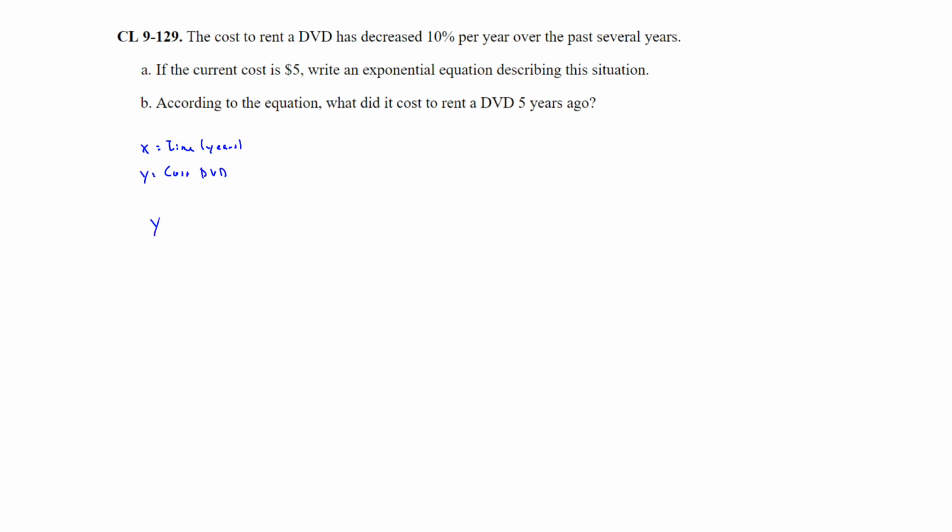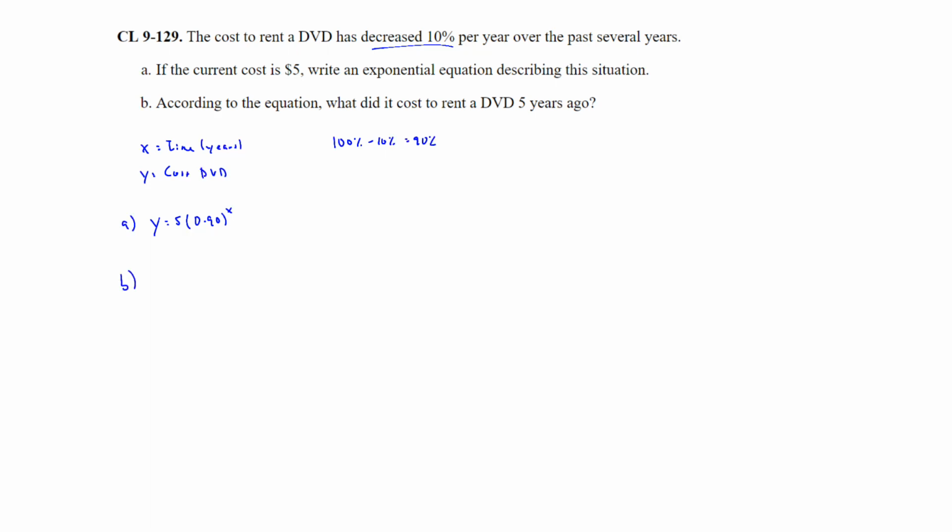So right now, y is equal to the initial cost of $5 times, now it decreased 10% per year. So we started 100%, we decreased 10%, so that puts us at 90% or 0.9, and then raised to the x power. So part A just wants us to write the exponential equation, which we did.